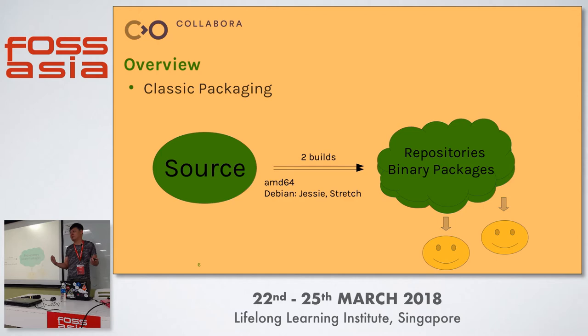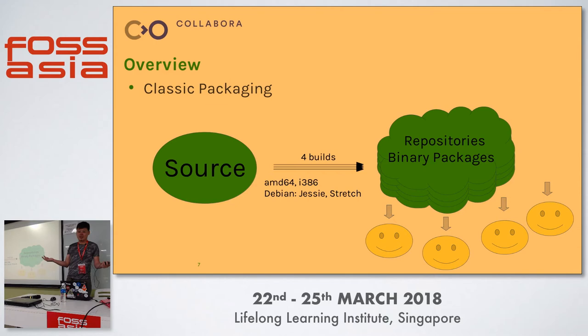Now, this is an example where you need to maintain one source but different clean chroots for different distributions. Like here, for example, you maintain Debian jessie and stretch on AMD64. Then you build twice, upload, and publish on the site. Just imagine that you get more user requests. You need four builds for different architectures. You just add one architecture on two different distributions, and now you need to maintain four different clean chroots: Debian jessie and Debian stretch, for AMD64 and i386.